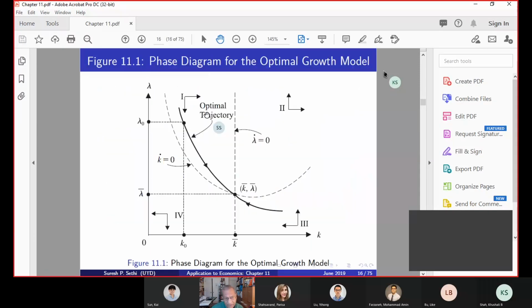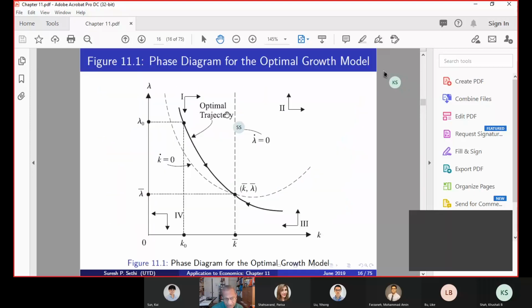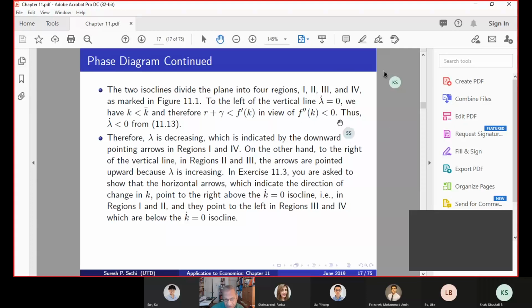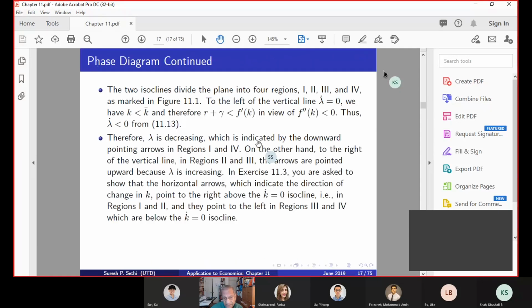So these things are called isoclines. The two isoclines divide this into 4 parts. We already talked about this. So you can see to the left of the vertical line, lambda dot equal to 0. This is the vertical line, lambda dot equal to 0. To the left of this, what are we seeing here? We're seeing for the left of this, remember lambda dot is r plus gamma equal to f prime k.